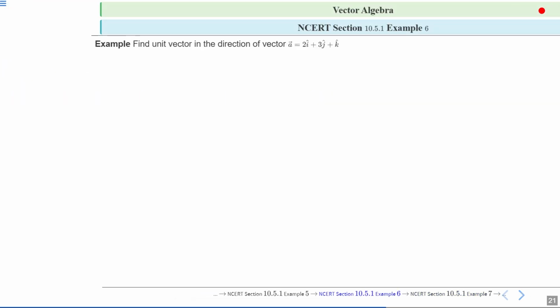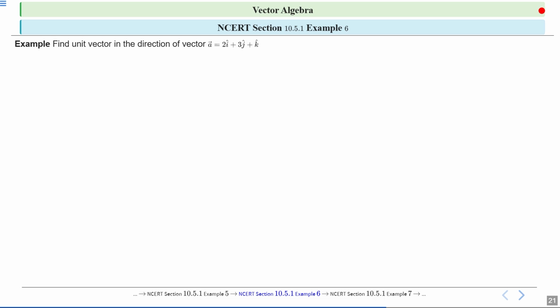Next, NCERT section 10.5.1 example 6. Find the unit vector in the direction of vector a vector equal to 2 i cap plus 3 j cap plus k cap. So again, you have some time to solve or think about this question. After that, we will discuss the solution part.